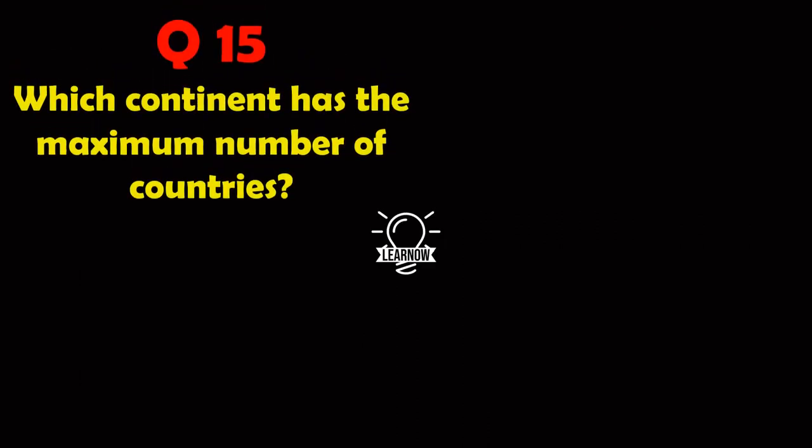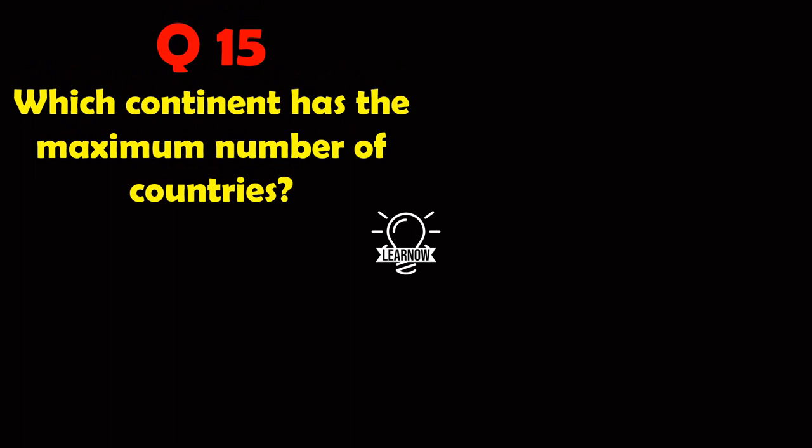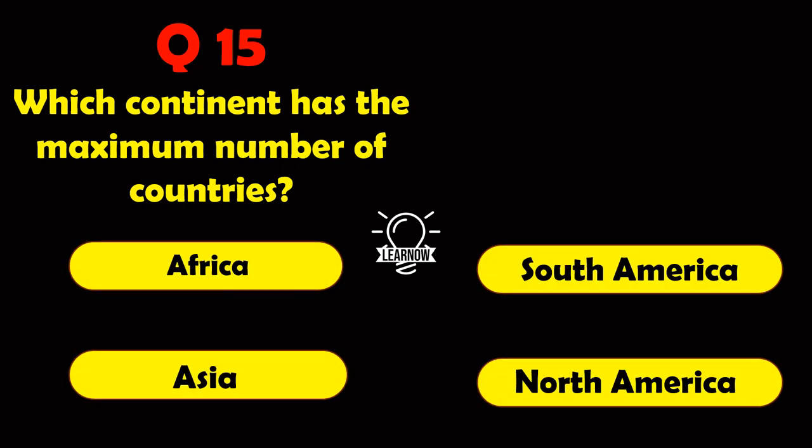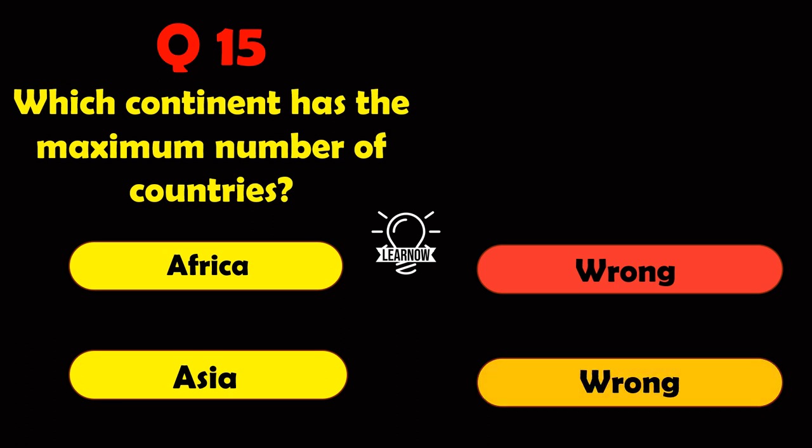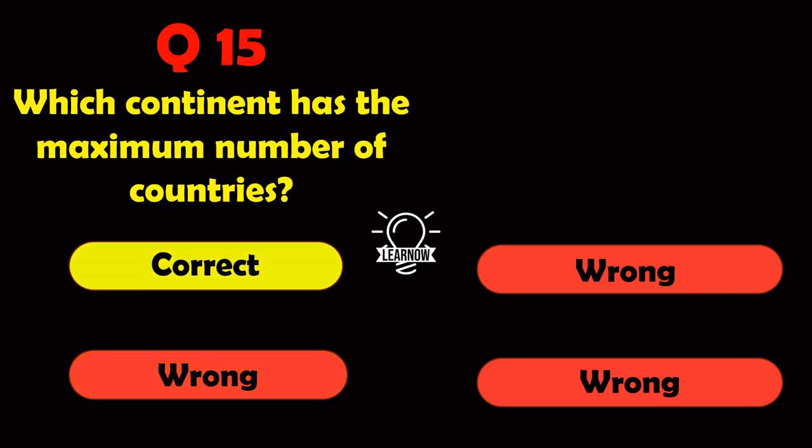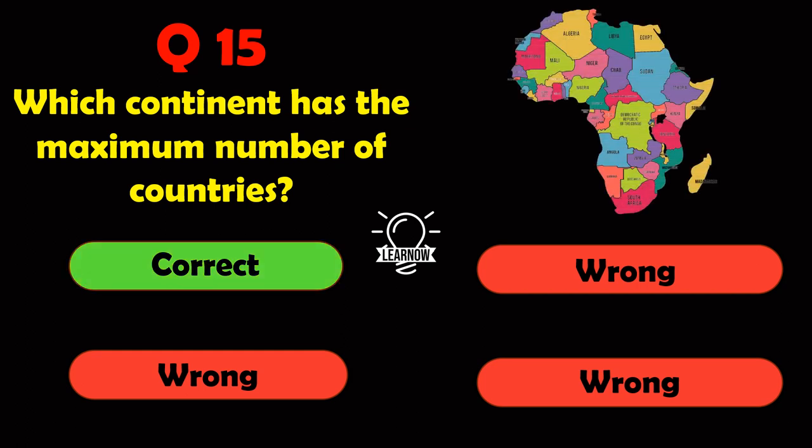Next question, question number 15. Which continent has the maximum number of countries? Is it South America? South America is wrong. North America is also wrong. Is it Asia then, the largest continent? No, it is also wrong. So Africa is the continent which has the maximum number of countries. You can see this map of Africa. It has many countries, around 54 countries.